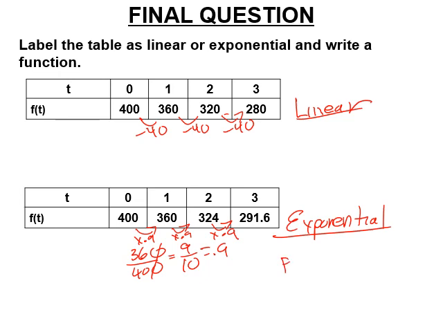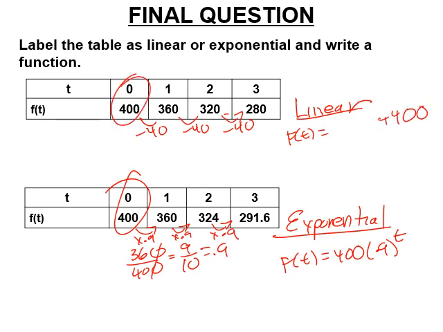The exponential is f of t, starts at 400, 0.9 to the t. And linear, right, so f of t, the y-intercept, add 400, and the slope is negative 40. Negative 40 times t plus 400. We go down 40, right? We're going down 40 for every time period, another 40.